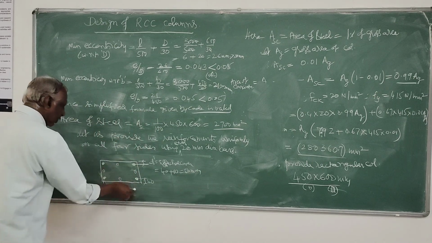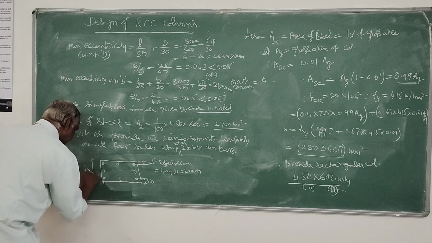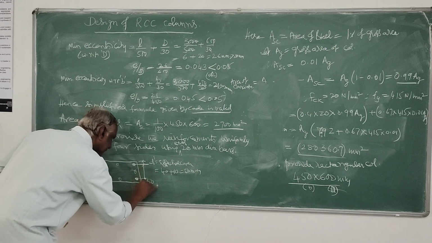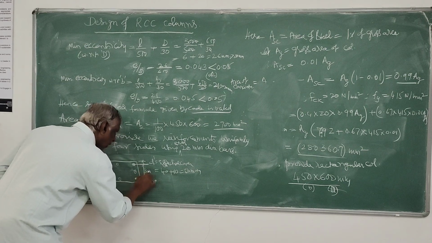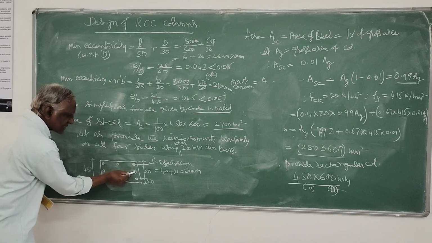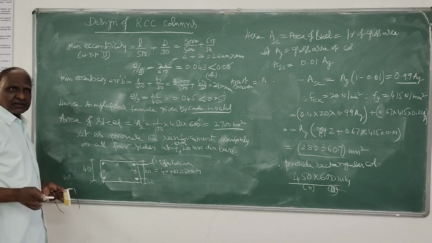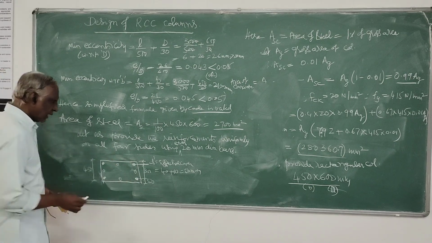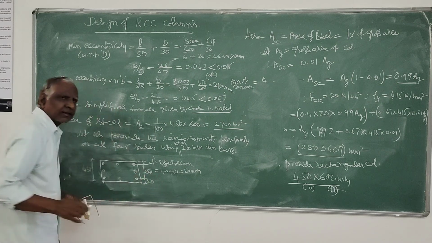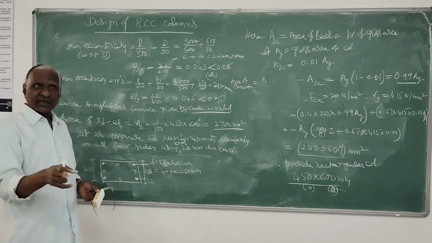So overall dimension here this is 450. Out of 450, 100 is gone. So this is 350. So out of 350 mm, now the spacing here, if I place this exactly at the center, this will be 175. 175. So 175 is definitely it won't satisfy our requirement.